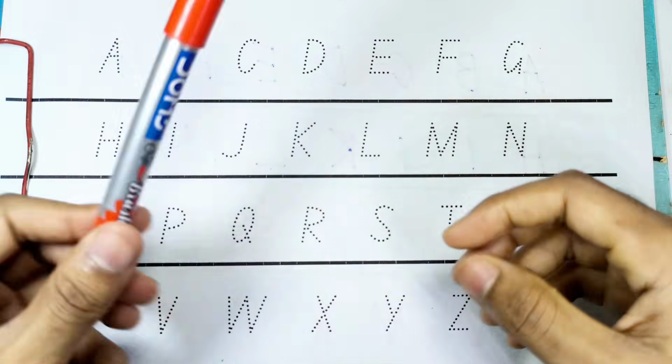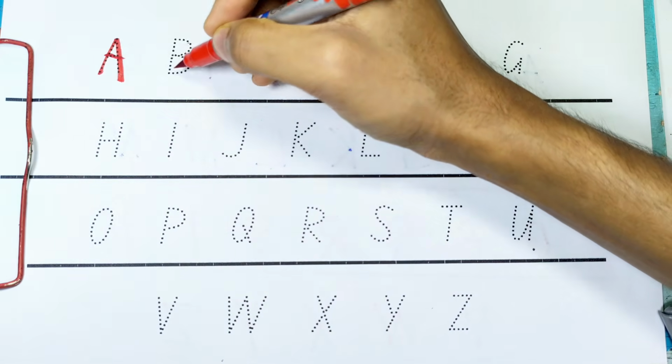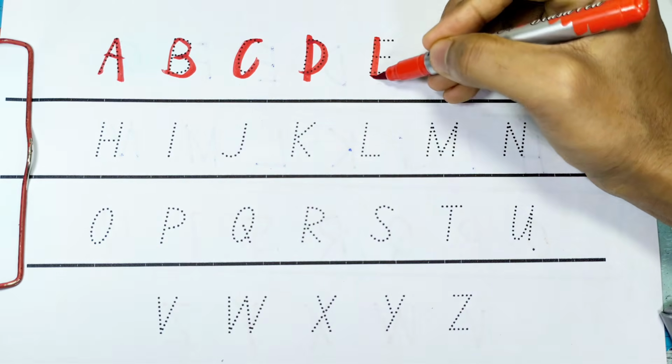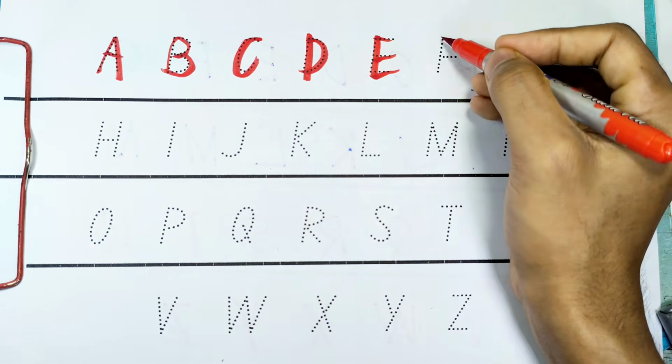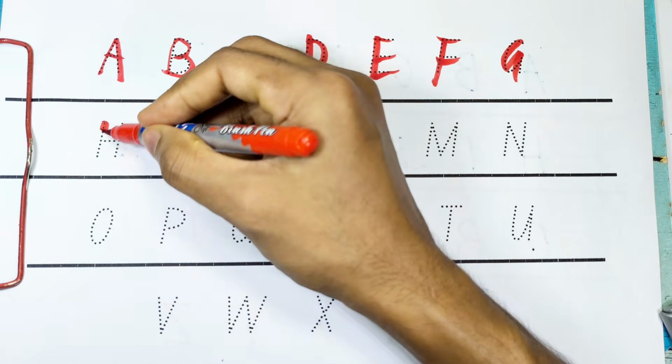So kids, first we're using the color red. And now we're writing the alphabet A. Stay with us. A. And the next one is B. C for cow. D for dog. E. And the next one is F. F for fish, F for fan. G for God. The next one is H.